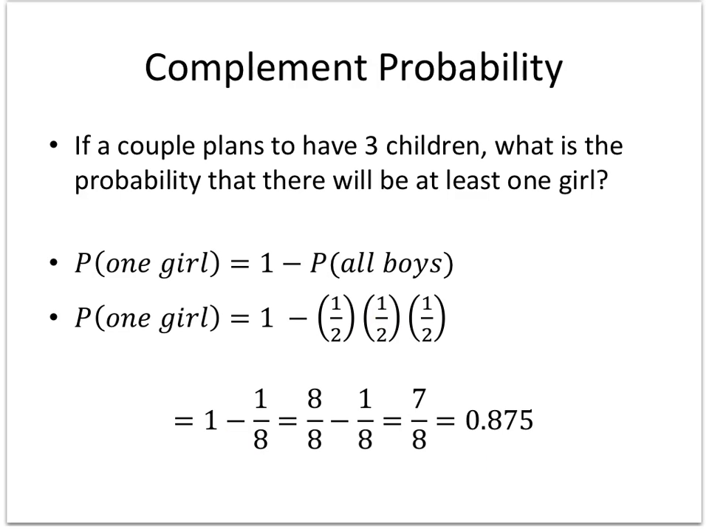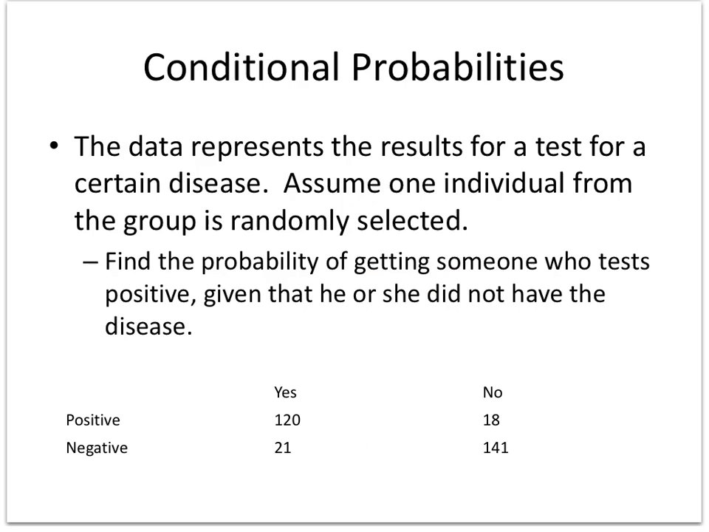So notice that when you're doing a complement, if I said at least one girl, the complement would be 1 minus no girls. So that's where I get the all boys. It's just a faster way sometimes to find probabilities.